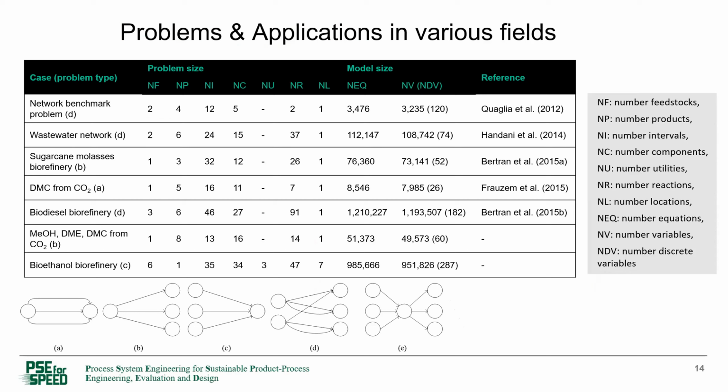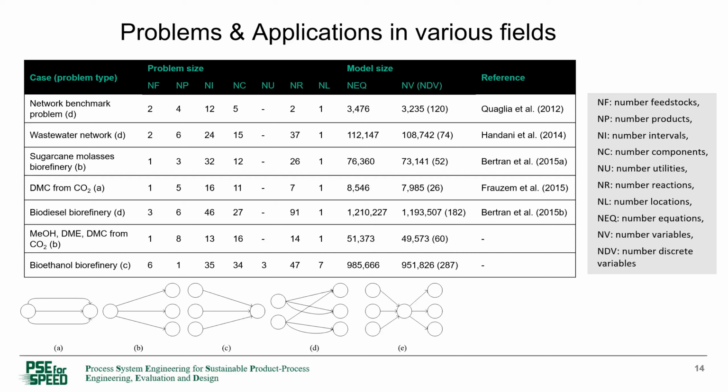So I will highlight one example, which is a conceptual example, but you can see that network benchmark problem, wastewater network, sugarcane molasses biorefinery, dimethyl carbonate from CO2, biodiesel, methanol, DMC, other things to obtain from CO2, bioethanol biorefinery. So there are a lot of them.